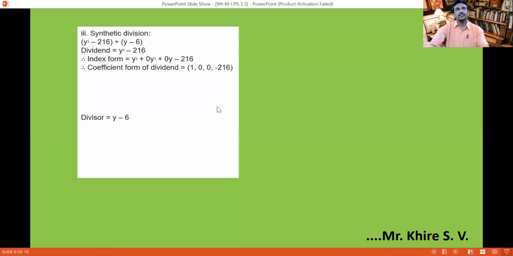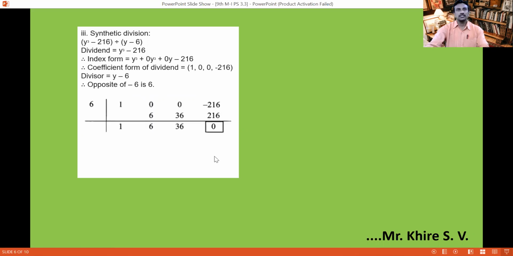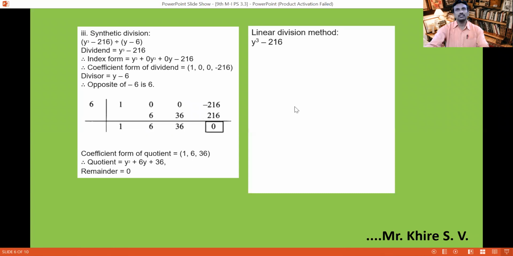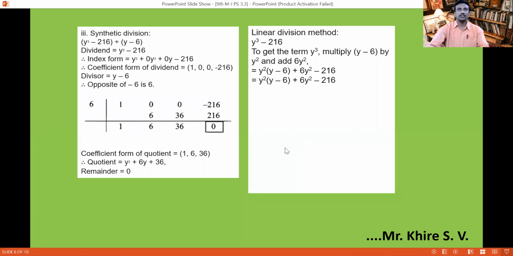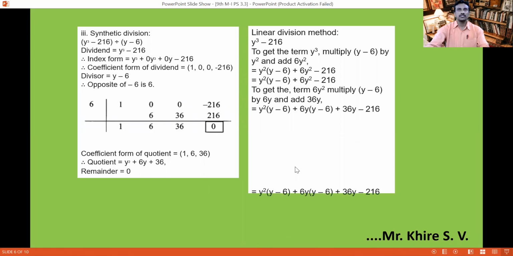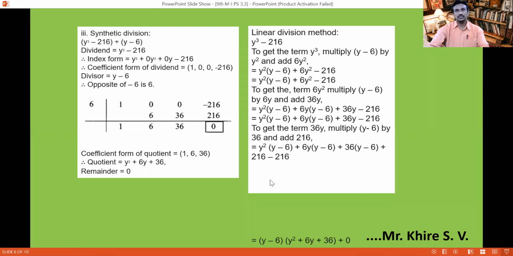Okay, and then by using the divisor y minus 6: the opposite of minus 6 is plus 6, divide by 6, then we'll get coefficients and remainder, quotient and remainder like this. Quotient is y square plus 6y plus 36 and remainder is 0. This is called the synthetic division method. Okay, and this is the linear division method. In both the cases, the answer will be the same. Quotient and the remainder are the same. Value doesn't change.